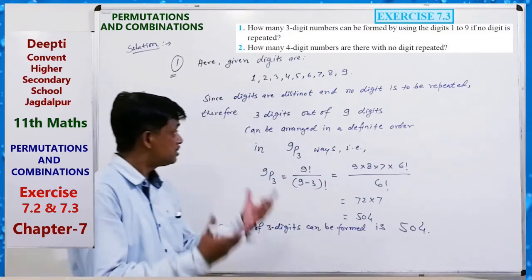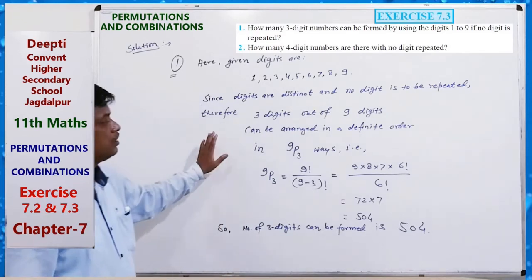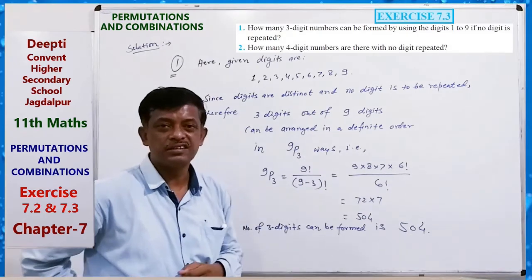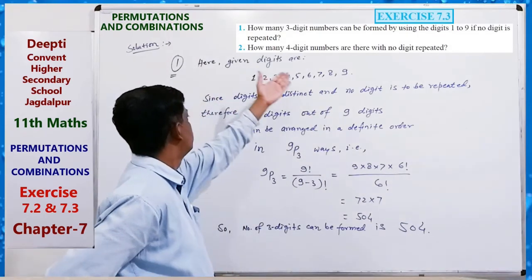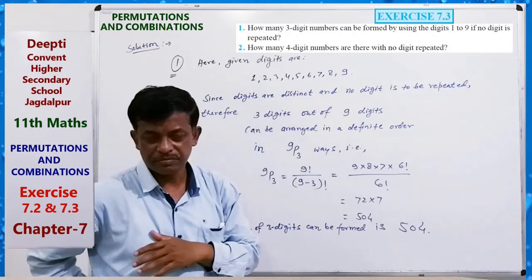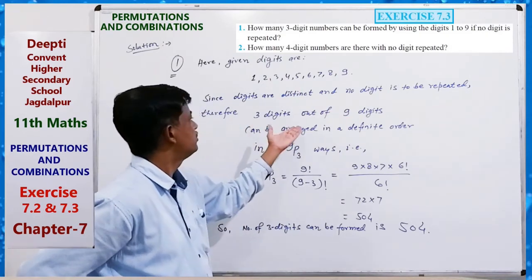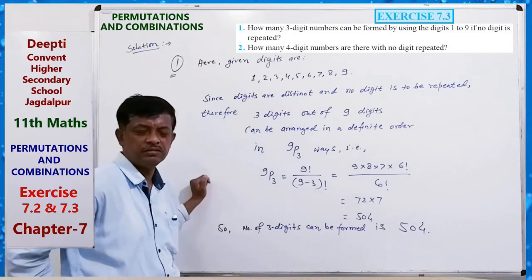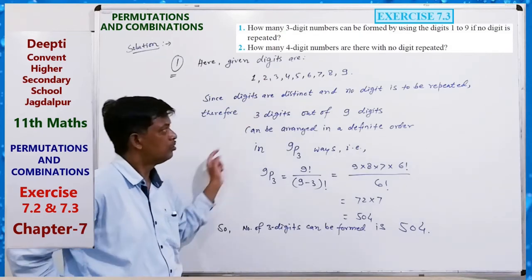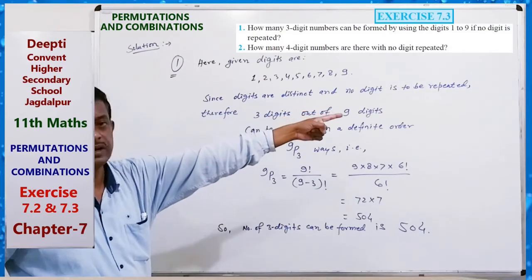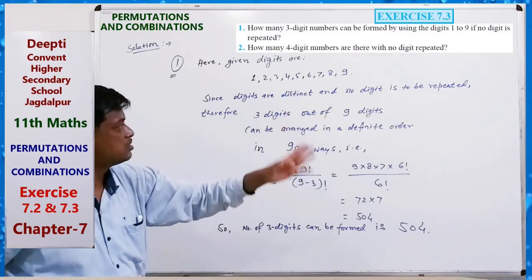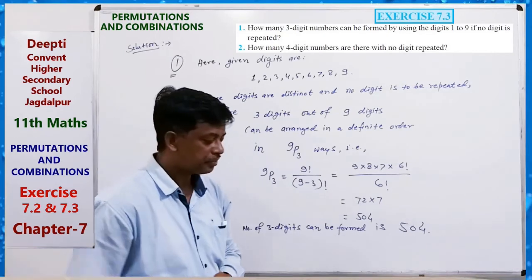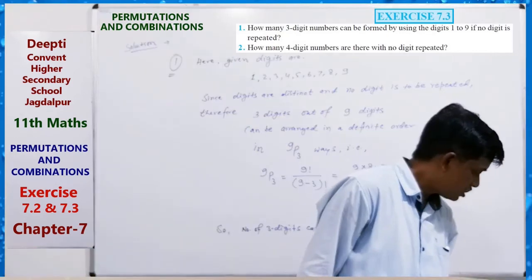Okay, so this is the technique of writing. Here all objects are distinct and we have to make a 3-digit number. So a 3-digit number can be made, that means 3 places can be filled out of these 9 digits. No digit is to be repeated, repetition is not allowed. So that is 9P3. So it can be solved like this. Similarly, question 2 of 7.3.